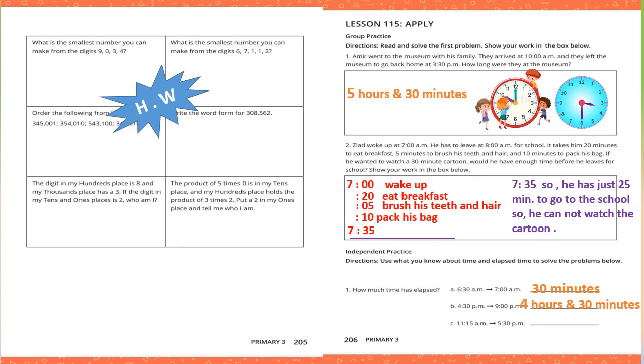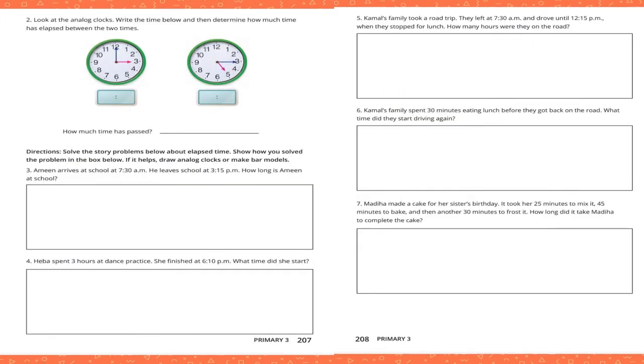Letter C, or the last one, 11:15 a.m. to 5:30 p.m. It will be 6 hours and 15 minutes. Page 207. Number 2. Look at the analog clock. Write the time below and then determine how much time has elapsed between the two times. The first clock here is 3 and the second one here is 5:15. How much time has passed? So it will be 2 hours and 15 minutes.